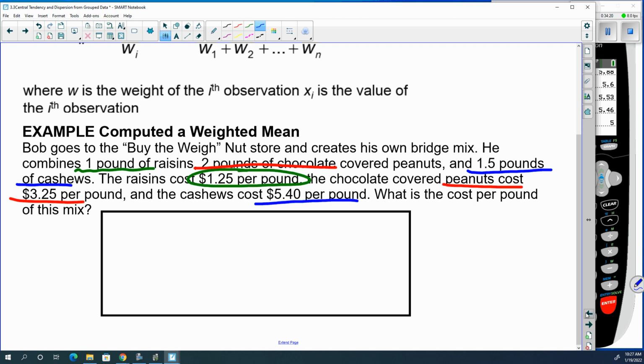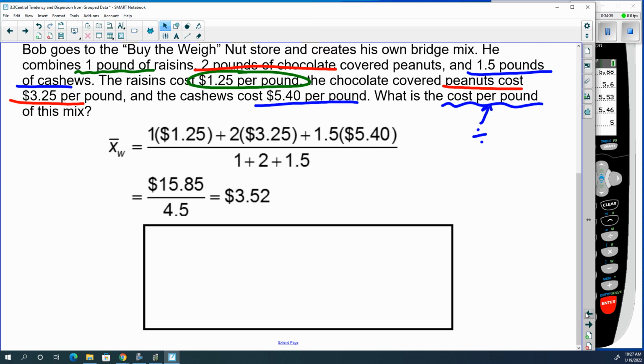And then we want to know cost per pound. Well, in math, per usually means we're going to divide. So you're going to take your total cost and divide it by how many total pounds you bought. So he bought a total of 1, 2, 3, 4.5 pounds of stuff. So his total cost divided by how many pounds. So this right here is showing those computations, and I saw a lot of you grab your calculator, so hopefully you were coming up with the same thing.